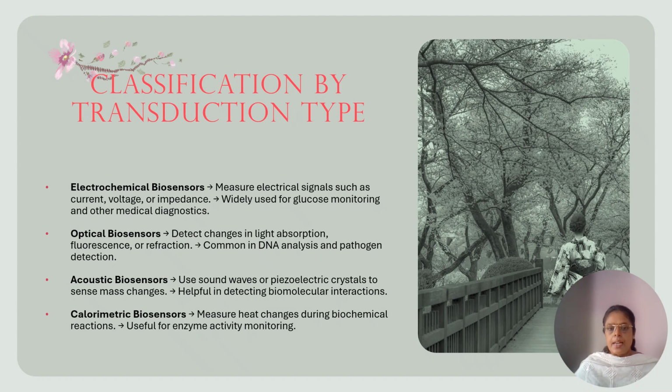So the next one is classification by transduction type. The transduction types are electrochemical biosensors, optical biosensors, acoustic biosensors, and colorimetric biosensors. Electrochemical biosensors are used to measure electrical signals such as current, voltage, or impedance.